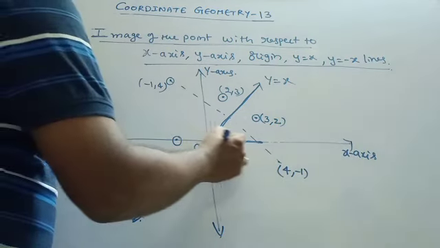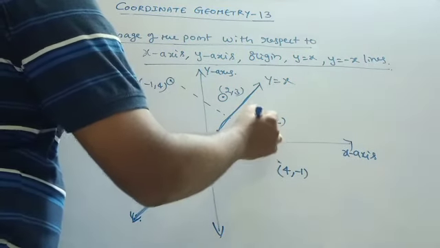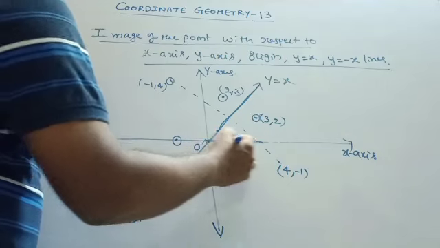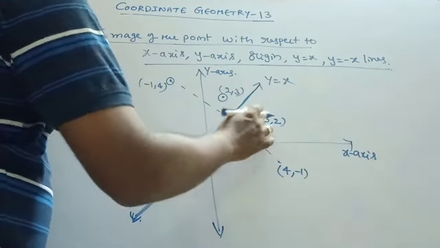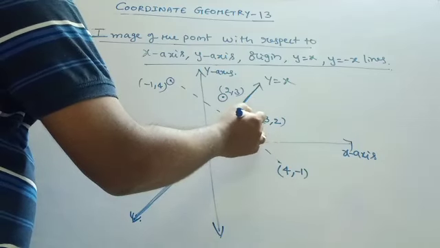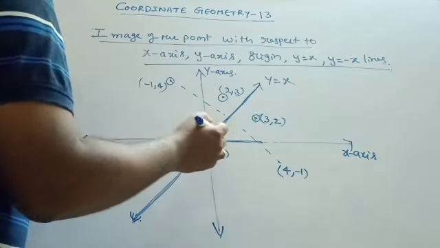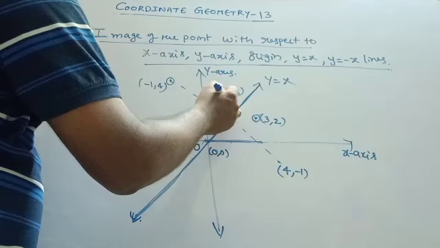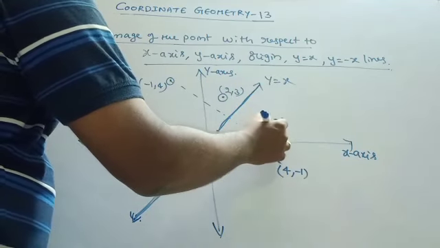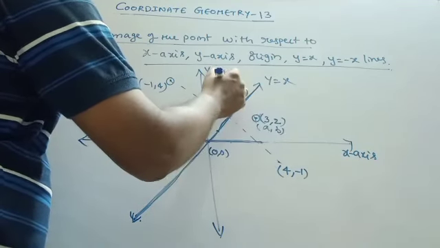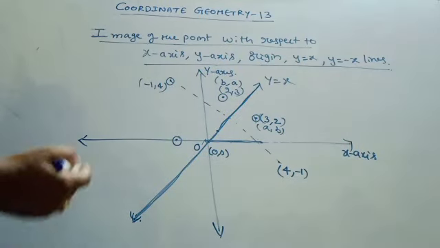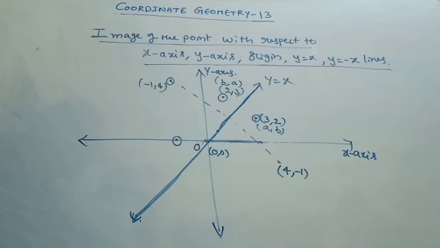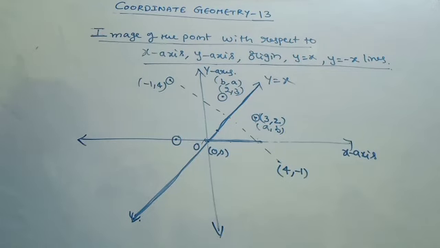Suppose I take, for example, a point 3 comma 2. The x coordinate is 3 and the y coordinate is 2. This is the point we have here, 3 comma 2. And the image of this point with respect to y equal to x is nothing but 2 comma 3. This means if you have a comma b, it will be transformed into b comma a. A comma b is transformed into b comma a.